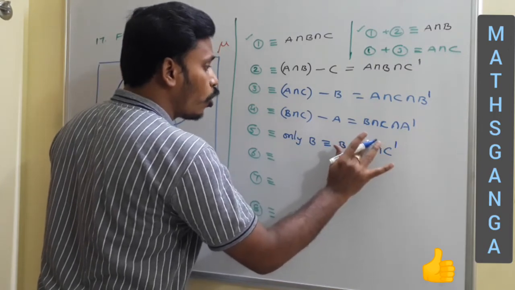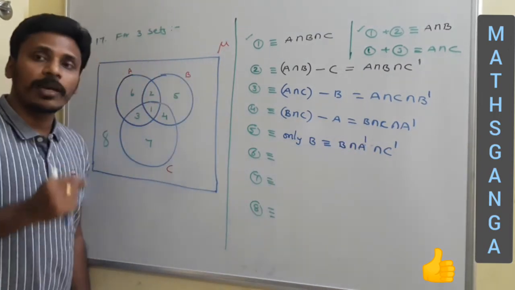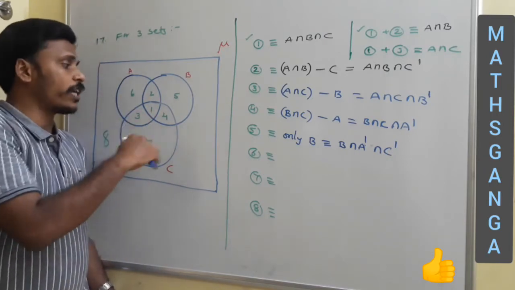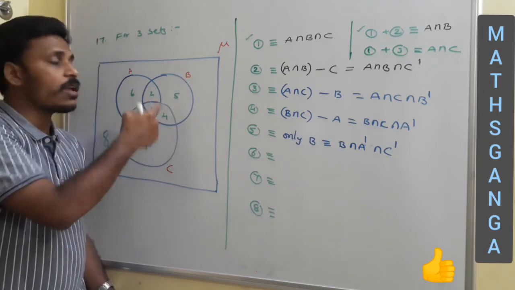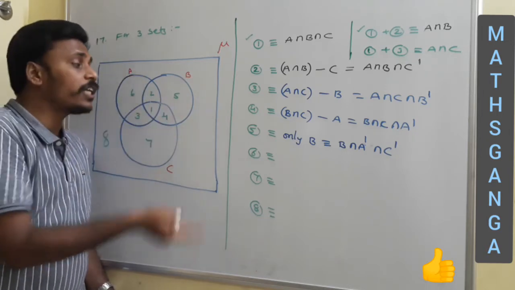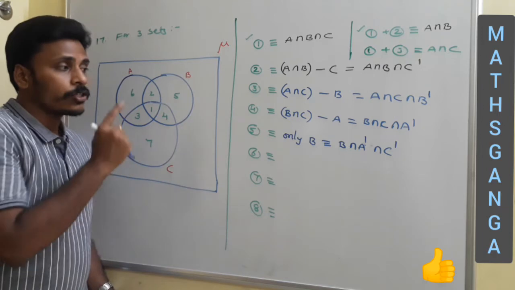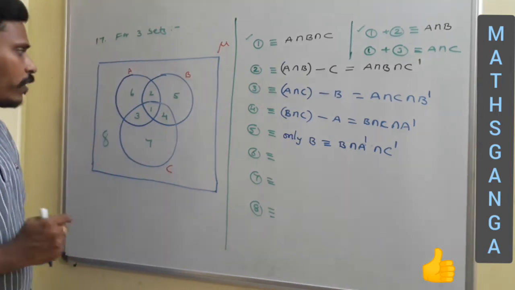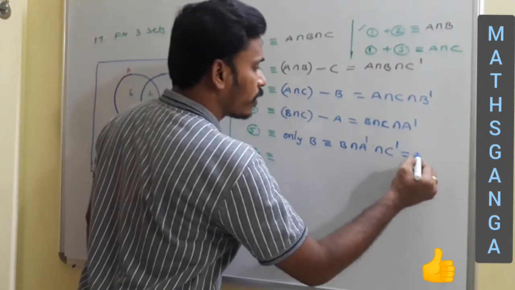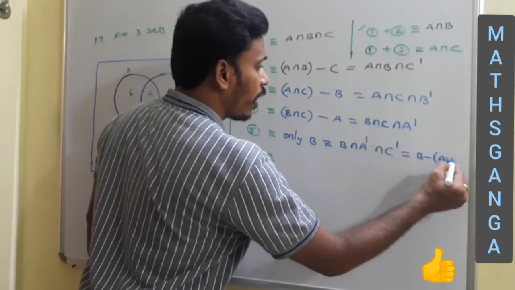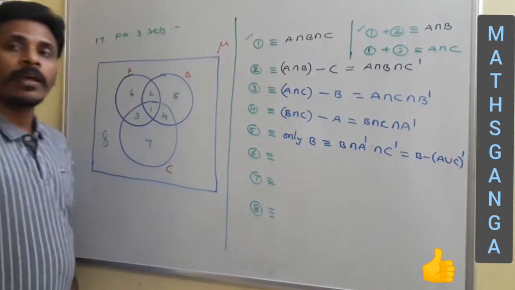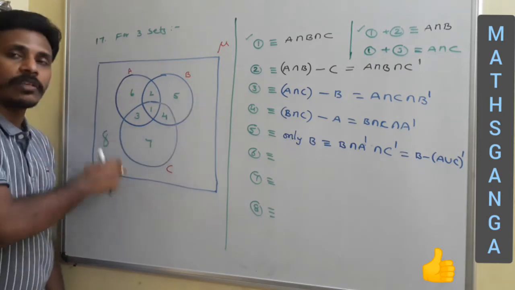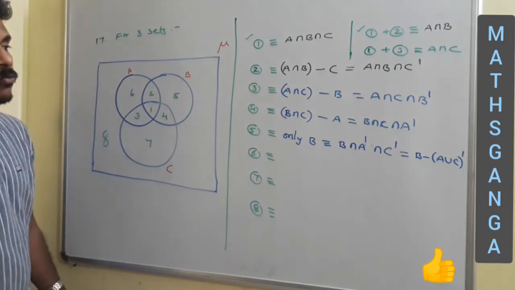B intersection A complement intersection C complement. See, you need to think about A complement. A complement means outside of A. C complement means outside of C. Outside of the C circle, outside of the A circle, and in B. That is only 5. And we have another chance also, and that chance is, I may write it like this: B minus A union C. A union C means these two sets together, and its complement is again outside, and along with this B, that is 5.